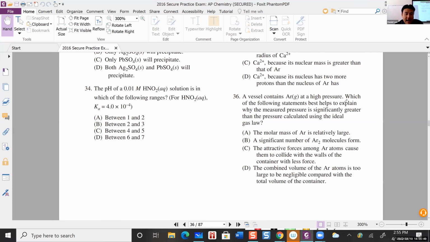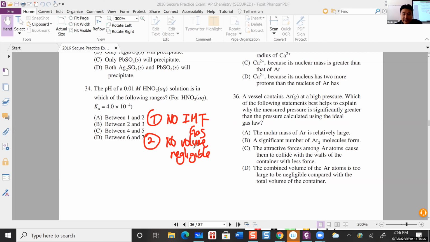Number 26, let's see what kind of question. A vessel contains argon at high pressure. Which of the following statements best helps to explain why the measured pressure is greater than that calculated using the ideal gas law? So, guys, the ideal gas law assumes that there's no intermolecular force, no interaction. Ideal gas assumes that there's no gas volume, that the volume is negligible, they're tiny, no matter what kind of gas. So the question is, how come in reality the pressure is greater? Because ideal gas is in ideal conditions. How come the real pressure is greater than the ideal pressure?